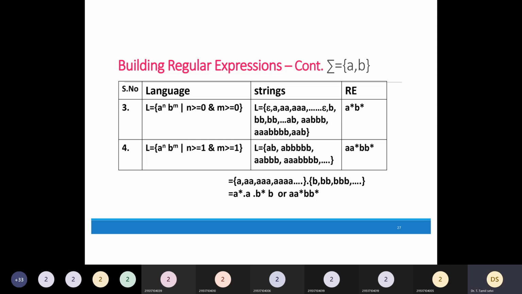So in the fourth example, the given language is L equals a power n, b power m, where n is greater than or equal to 1 and m is greater than or equal to 1. Here it is one or more occurrences. In the previous third one, it was 0 or more occurrences, so you used the star operator, that is, the closure operator. Here, for one or more occurrences, you have to use a dot a star into b dot b star.